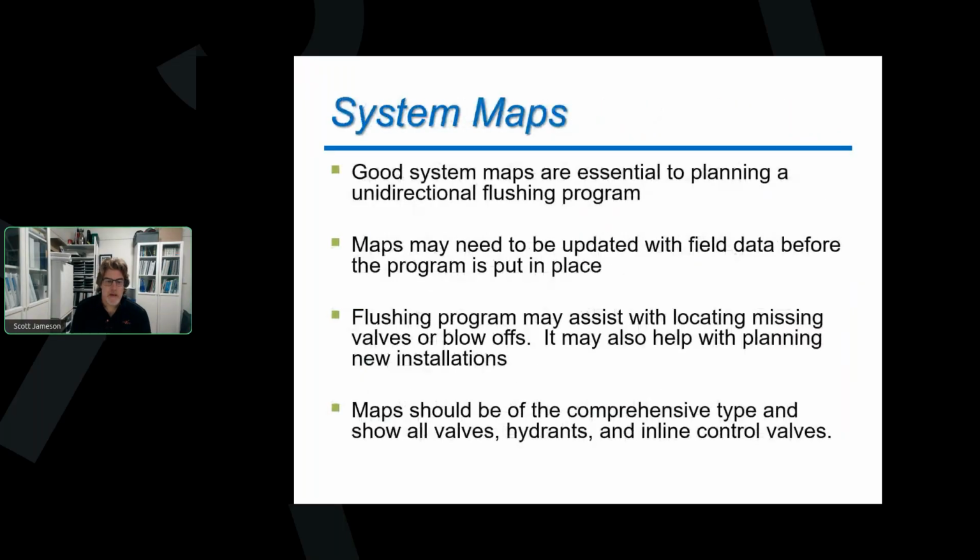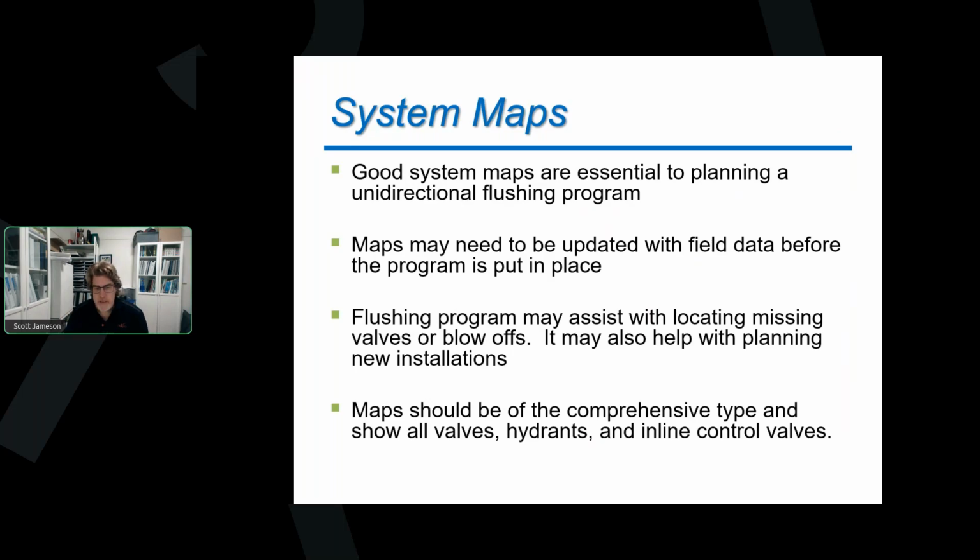So the first part, like anything, when we're going to get ready to start planning out our unidirectional flushing plan, is we need some good system maps. So we need maps that show the entire system from the water source all the way to the very last user. We need to know what all the sizes of the water mains are. We need to know where all the hydrants and blow-offs are, and we need to know where the valves are. If we have some missing information, well, we need to go out and update those maps first so that we can really start to plan this out.